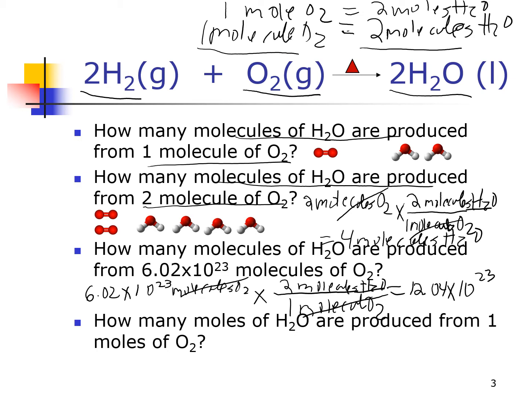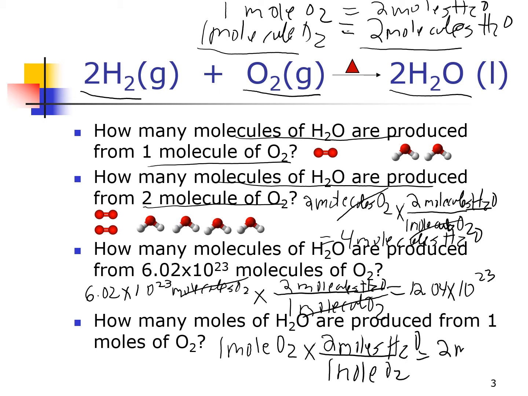So we could set up our problem here to say 1 mole of oxygen, and then we have the relationship between moles of water and moles of oxygen. 2 moles of water divided by 1 mole of oxygen. We would get 2 moles of water.